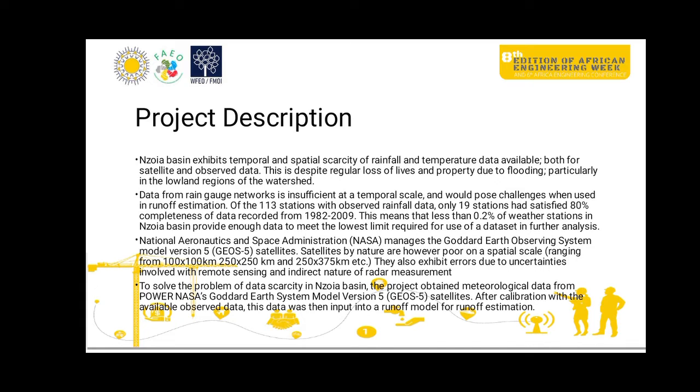So to solve the problem of data scarcity in the Nzoia Basin, the study obtained meteorological data from NASA POWER's GEOS-5 satellites and then calibrated this data with observed data, and then this calibrated data was input into a runoff model for runoff estimation.